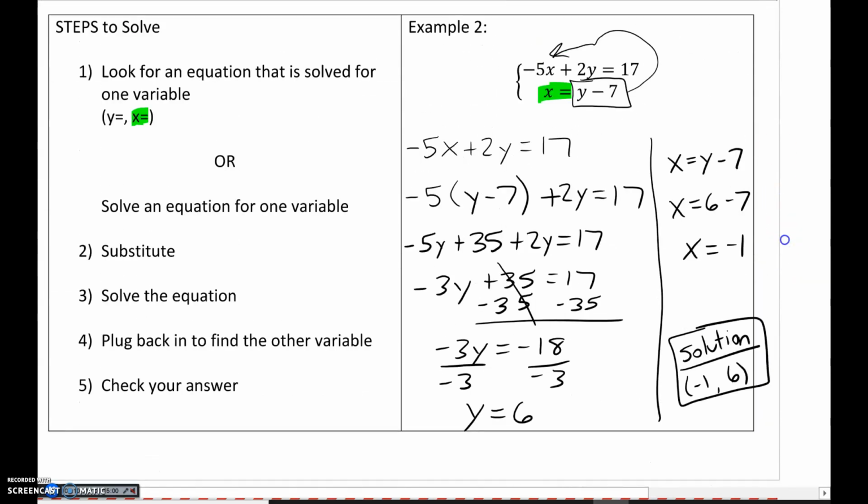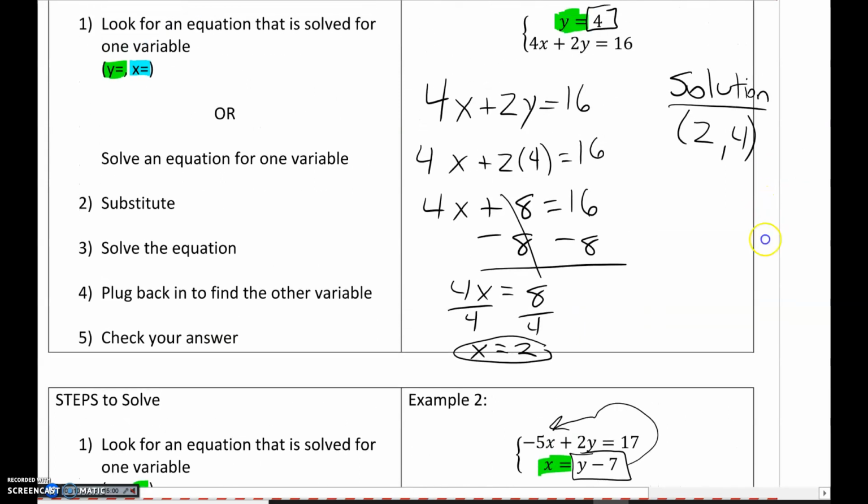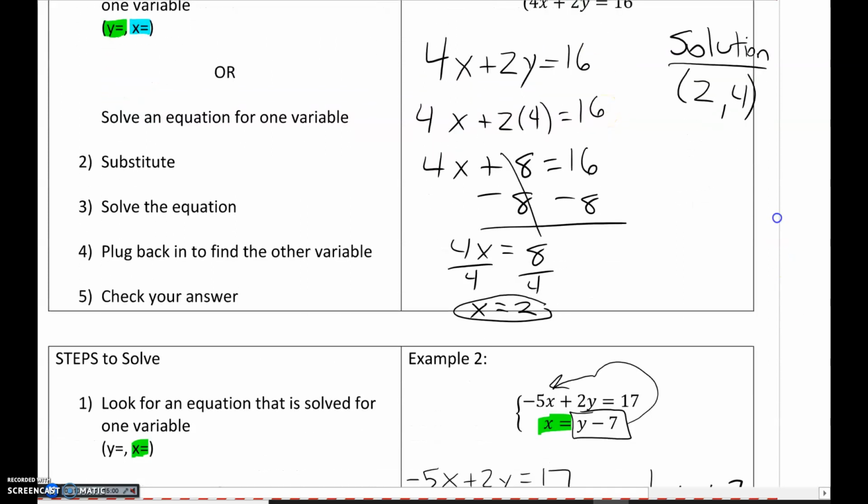Let's look at example 2. If I plug in negative 1, that gives me positive 5, because negative 5 times negative 1 is positive 5. Plus 2 times 6 is 12, so 5 plus 12 is 17, so that's good. If I plug in y is 6, 6 minus 7 is negative 1, that checks out for your x value. And then for this problem, 4 times 2 is 8, plus 2 times 4 is 8, so 8 plus 8 is 16, and then y equals 4.